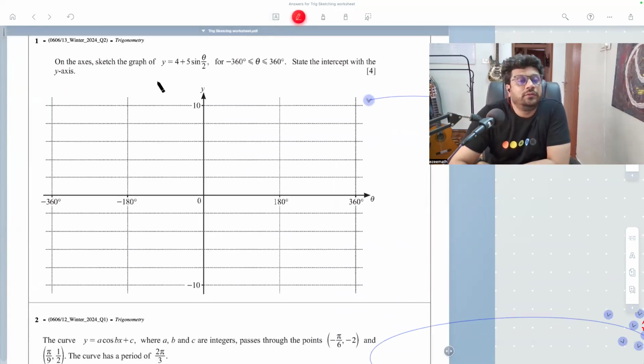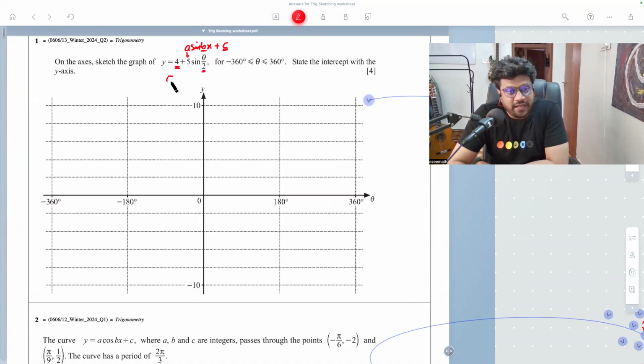Again, I know that there it is, a sine of bx plus c. If I compare, a is 5, b is 1 by 2, and c is 4. If I rearrange it in the same form, 5 sine of theta by 2 plus 4, that's a sine of bx plus c. C is 4, a is 5, and in place of theta, I have x in here, and b is 1 by 2. Okay, fine. So I'll make sure that these things show up on my sketch.